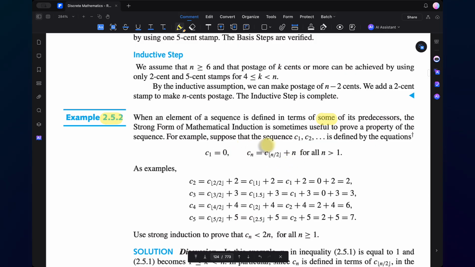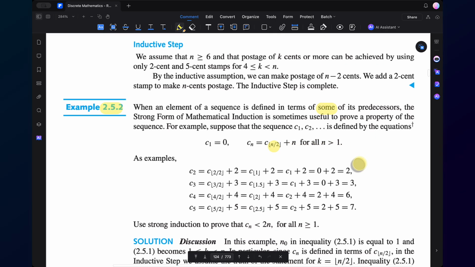Let's suppose that the sequence C1, C2, and so on is defined by the equation C1 equals 0 and Cn equals C of the floor of n over 2, plus n, for all n greater than or equal to 2. The floor is basically defined as the integer less than or equal to the number n over 2. Okay, so let's check this out.